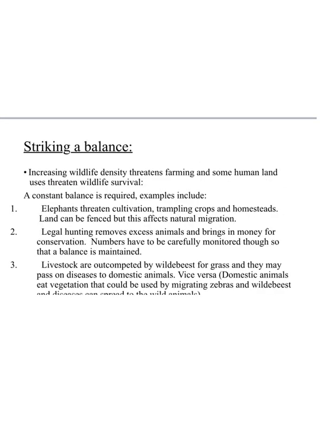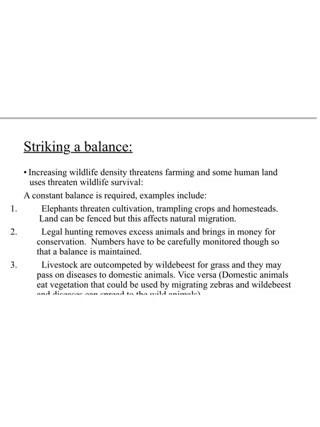So again, I hope you've learned that it's all about striking a balance. It's between the conservation and preservation of the Masai Mara and balancing tourism, the Masai culture and tribe with the wildlife. Increasing wildlife density threatens farming, and some human land uses threaten wildlife survival. A constant balance is required.